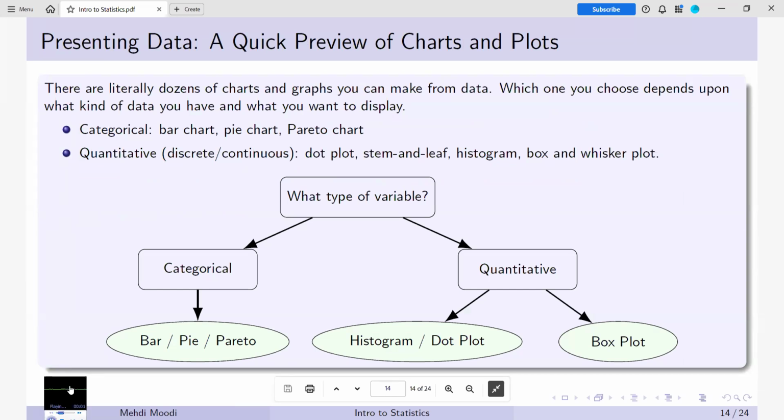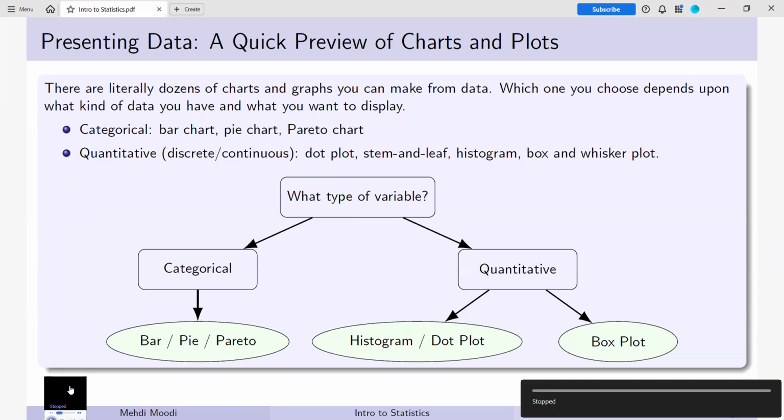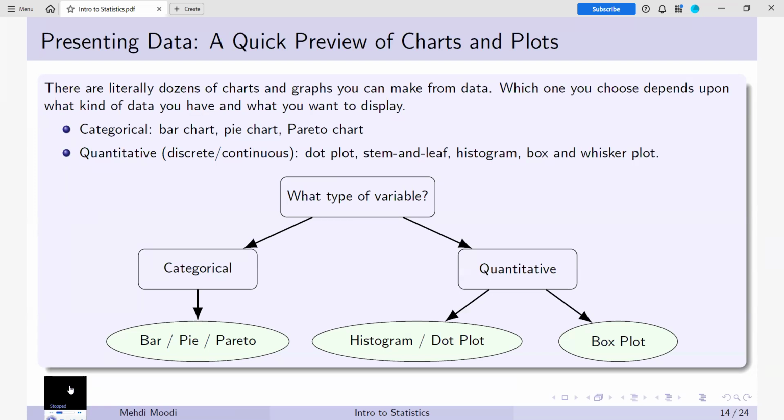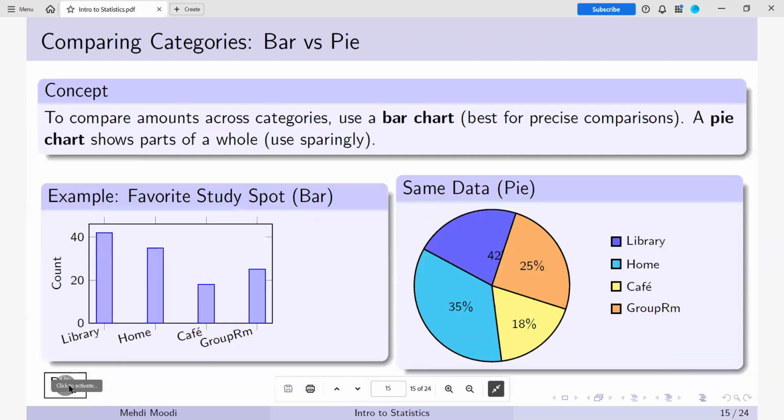Choose the display that answers your question with least ink and most clarity. A good chart is worth 1,000 words, and a bad one is worth 1,000 misunderstandings. Same data, 2 views. Bars make it easy to compare categories, library versus home. Pie shows share of the whole, but precise comparisons are harder. Pie charts are like dessert. Fine occasionally. Don't make a meal of them.